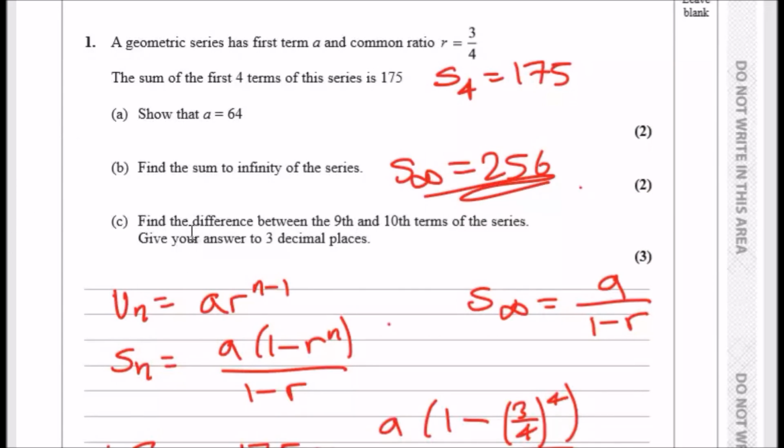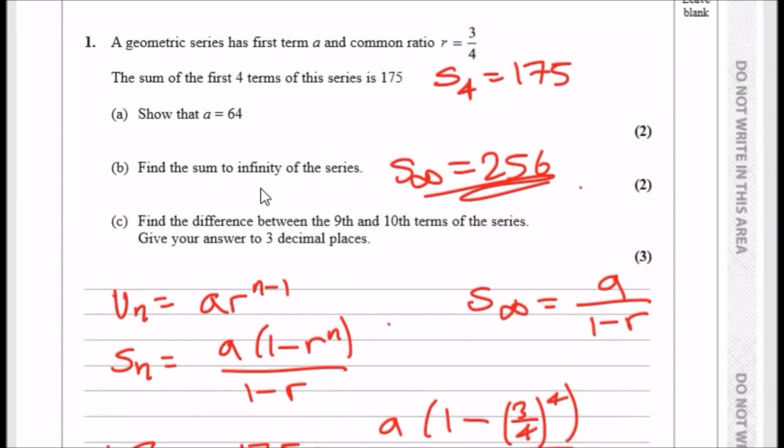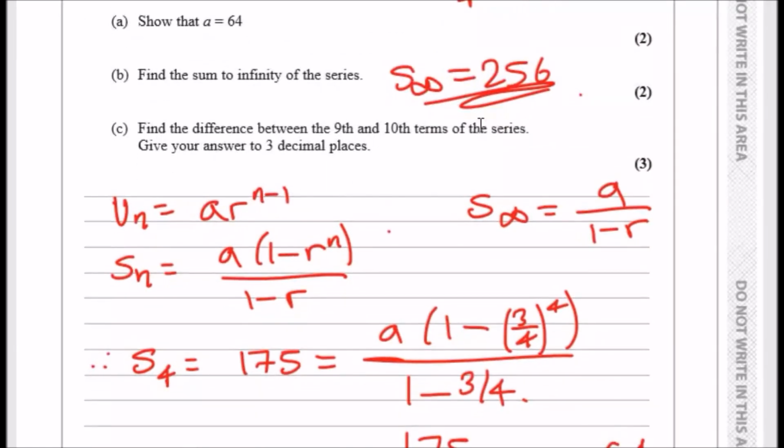Now, C. Find the difference between the 9th and the 10th terms of the series. Give your answers to 3 decimal places. You could write this in any order: u10 minus u9, or u9 minus u10. Just the difference between them. Whatever the difference is, make sure the final result is positive. If you get negative, just make it positive, because that's the actual total difference.